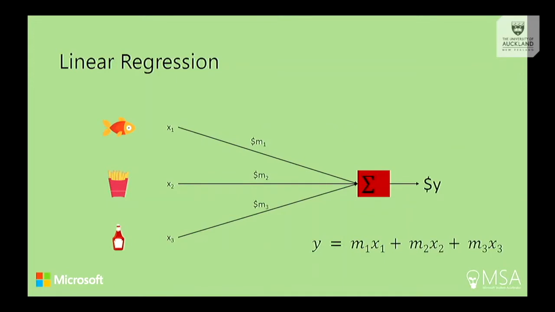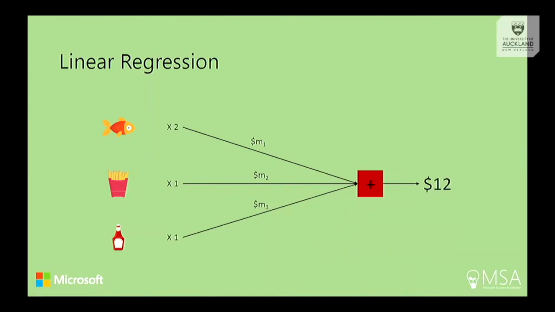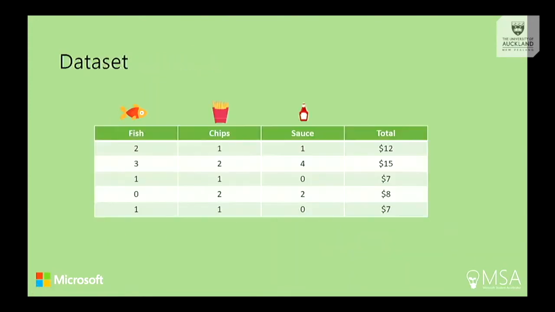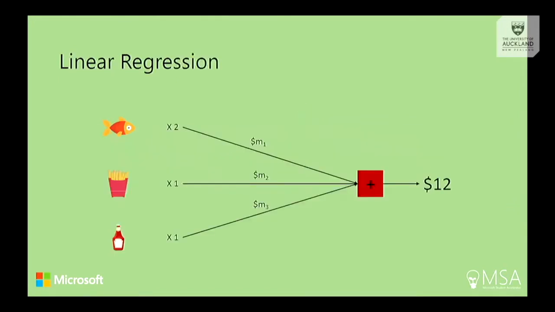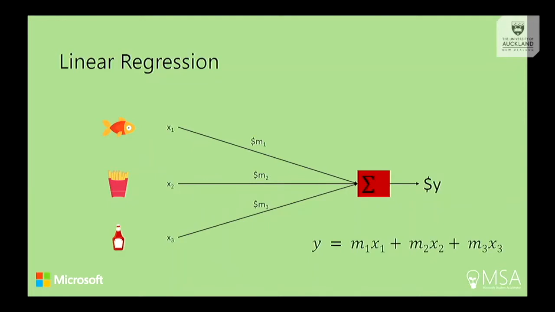So you can create this equation, y equals m1 times x1 plus m2 times x2 plus m3 times x3, where x is the number of fish, m is the price of the fish, and then y is the total amount you get at the end. So I give you not just one example, but this whole data set of things. And the goal is for you to create an algorithm that is able to detect how much each of those would cost, basically.